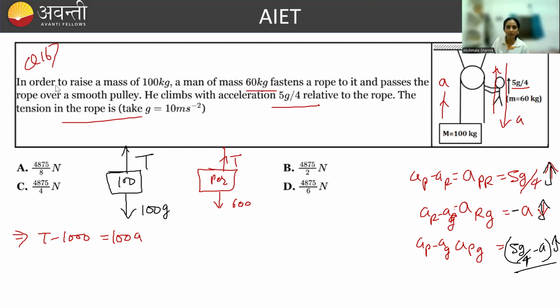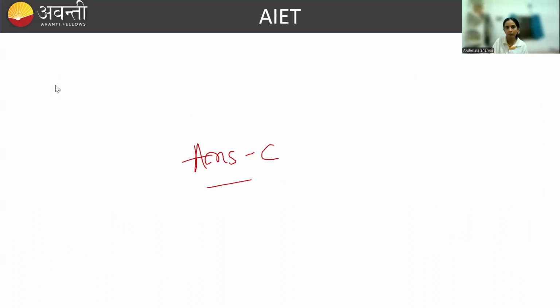Again, the net acceleration is in the upward direction. T minus 600 is equal to mass, that is 60, into acceleration, so this is 5g/4 minus a. We have to calculate the tension. We can solve these two equations and you will get the answer. So the answer will be something like 4875/4 Newton. That you can do easily now. So the answer I will write as C.